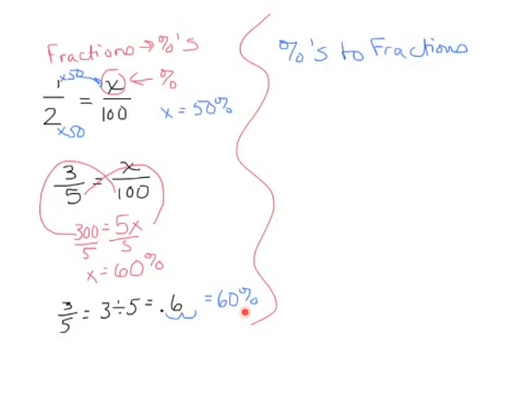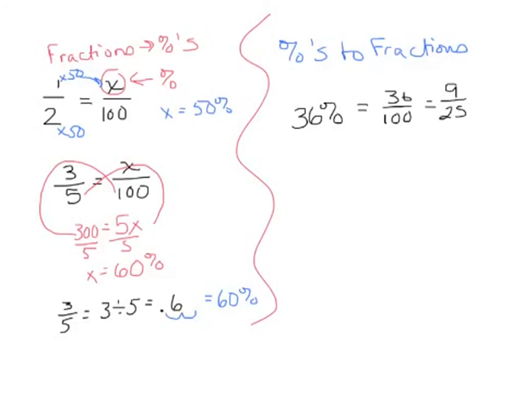To get a percent back to a fraction is going to be pretty simple as well, because I know that percent always means out of 100. So if I have 36%, it's 36 out of 100. And then I can reduce that. They're both divisible by 4, so I get 9/25 for an answer.